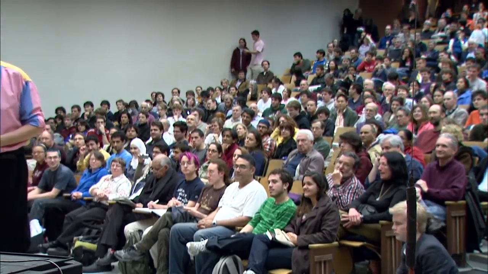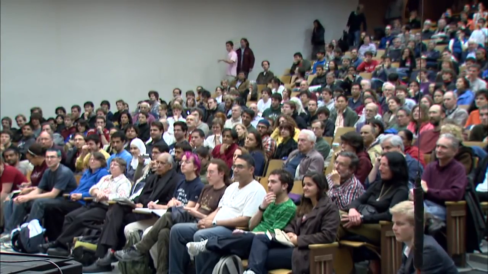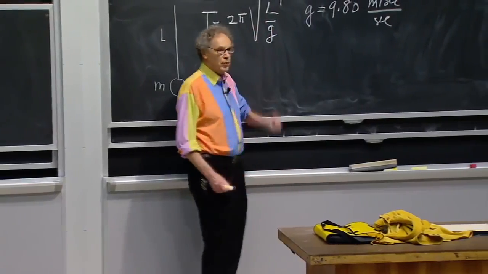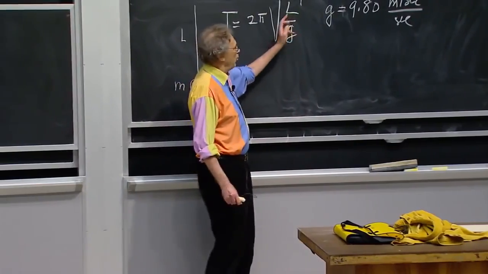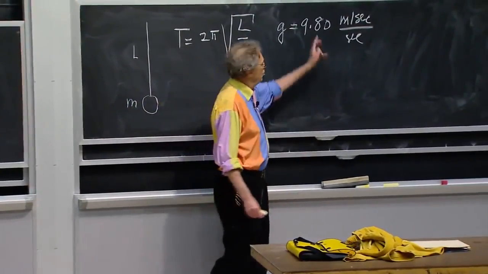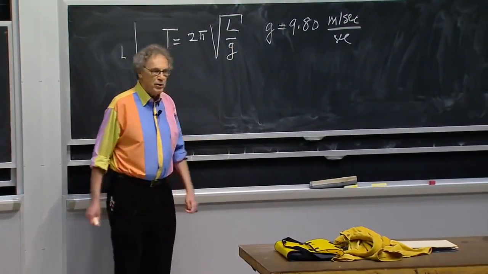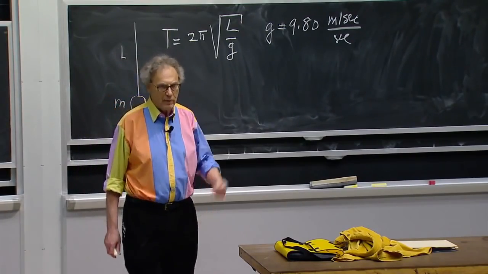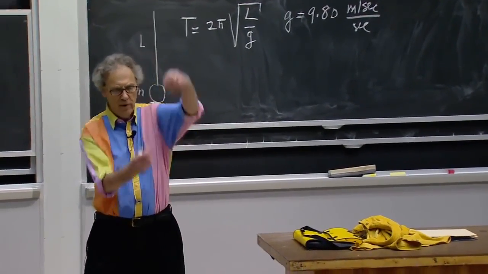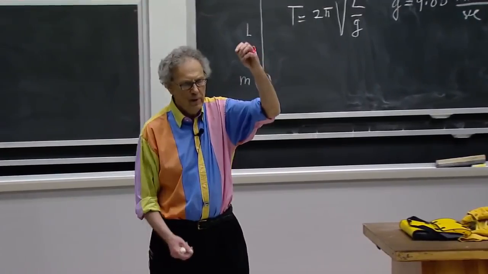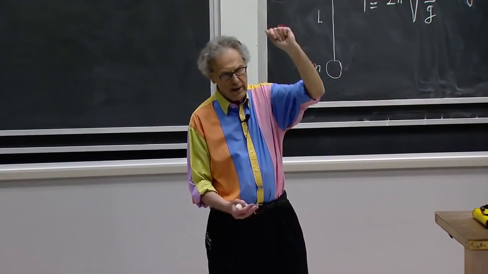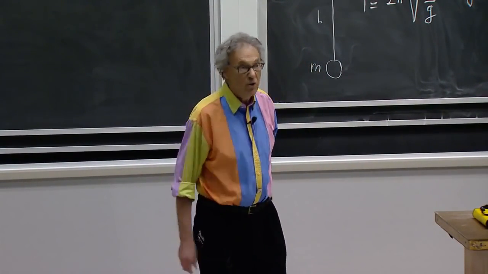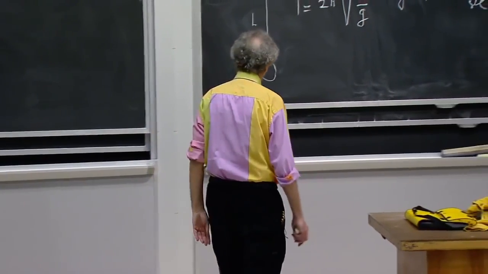By the way, if you ever want to test this equation for yourself, put in L equals 1 meter and use this number, you will get a period of 2.0 seconds. It's very easy to do at home. You make one meter, you put an apple at the bottom, and you swing it. The 1 meter has to be accurate. You see that it's going to be 2.0 seconds.